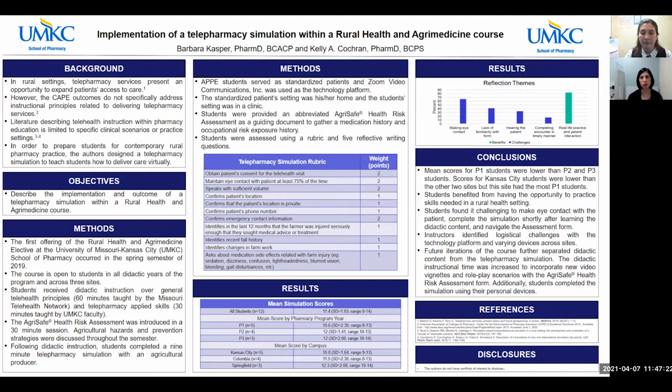We also evaluated any differences in the mean scores across campuses, and we did identify some differences here as well. For the students that were located in Kansas City, their mean score was 10.8 out of 15. Columbia was a little bit higher at 10.5, and the students in Springfield had the highest mean scores of 12.3. The main difference here we do not feel has to do with any specific component of the location.